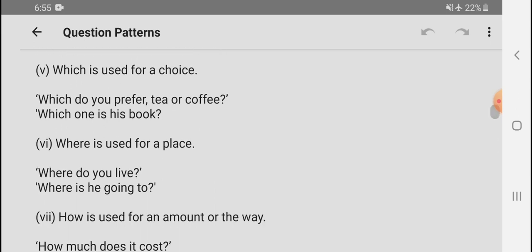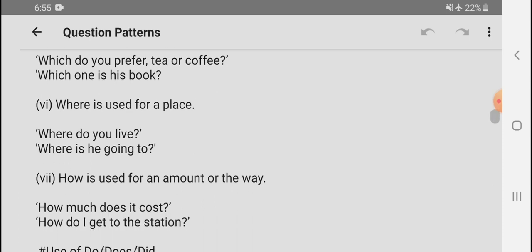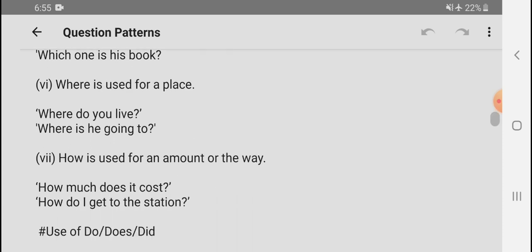Where is used for inquiring about a place. For example, where do you live? It's inquiring about a place. Where is he going to? Again, inquiring about a place.